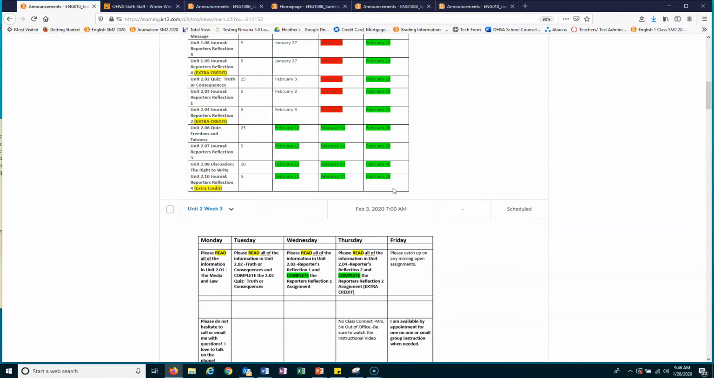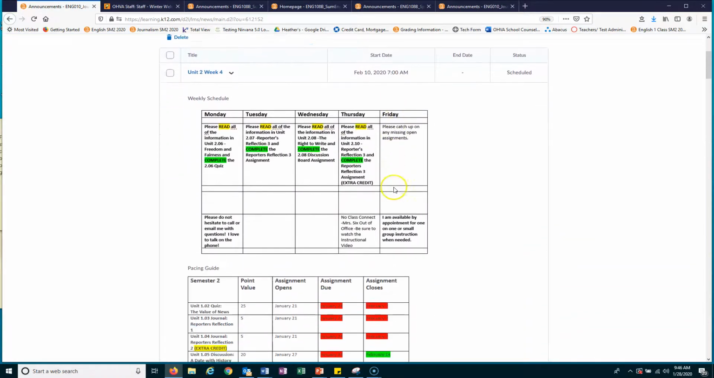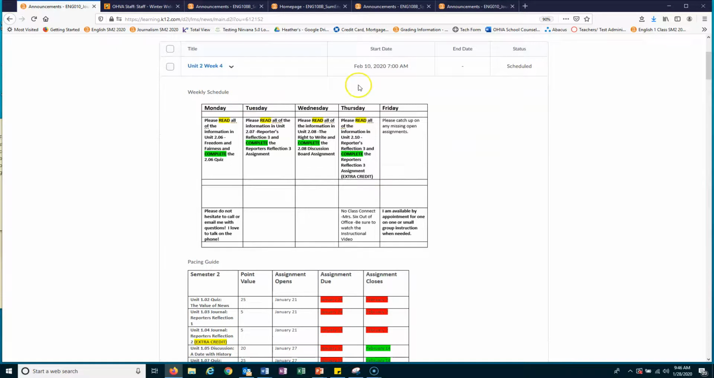And then if we look at Unit 2, Week 4, it will start on the 10th, and I will not be here on Monday. I will be back on Tuesday. So if you would have any questions, you could definitely let me know. And then I will not be here on Wednesday or Thursday, but I will be back on Friday.